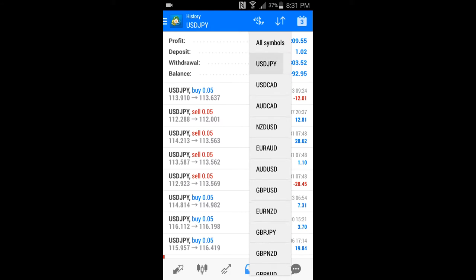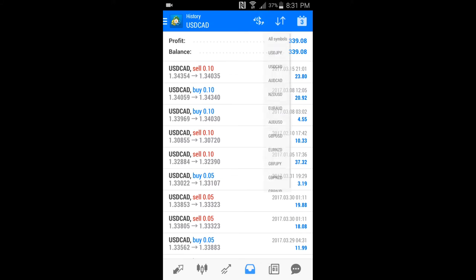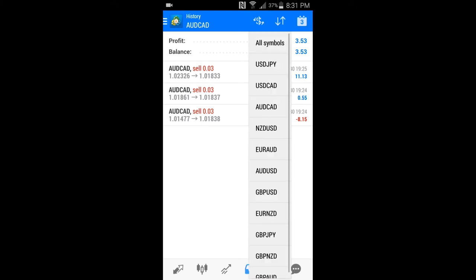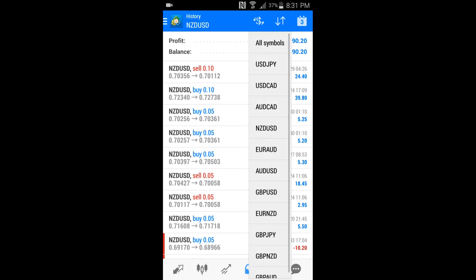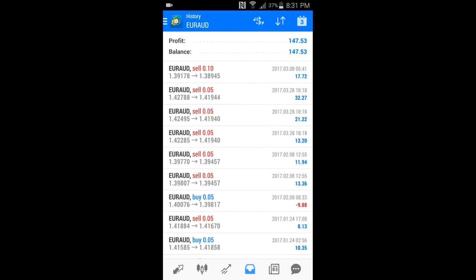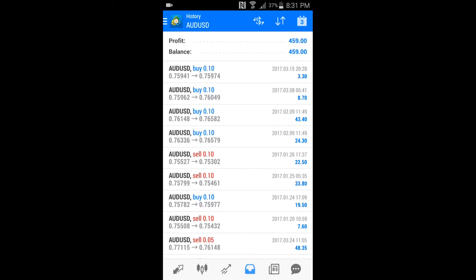US dollar JPY up first, 142. US dollar Canadian, $339. Aussie Canadian, $3.53. New Zealand US dollar, 90. Euro Australian, 147. Aussie US dollar, $459.